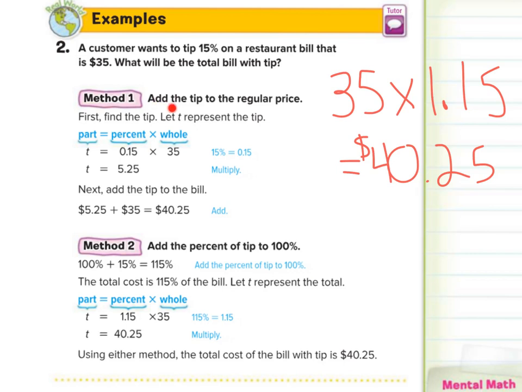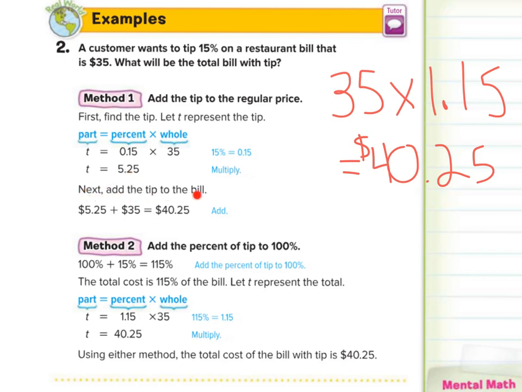Method 1, add the tip to the regular price. Okay, so we have the part equals percent times the whole. The part is the part that we're looking for out of the 35. So we multiply 35 times the 15%, as I did over here, except I included my price. I put a 1 in front of it. And that's going to give me the 5.25 that I need. So 15% of 35 is 5.25. Or you could just add this directly to the 35 and you'll get 40.25. 35 plus 5.25 is 40.25.